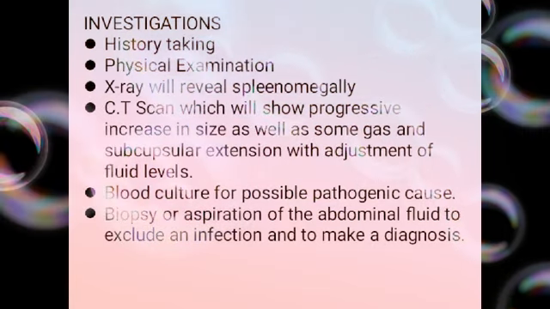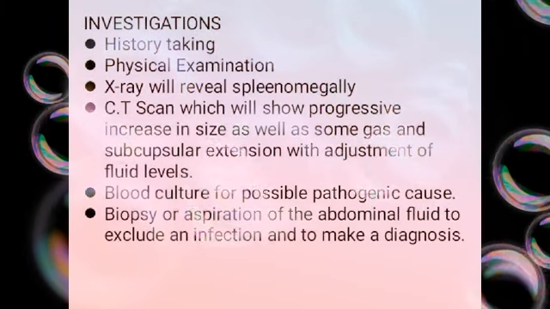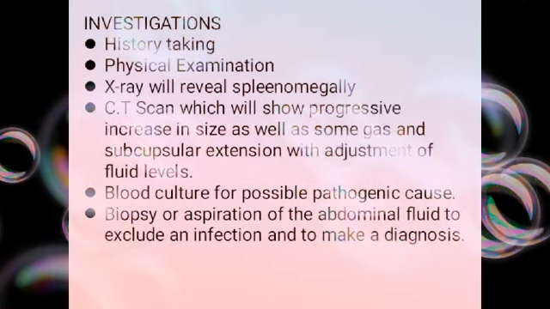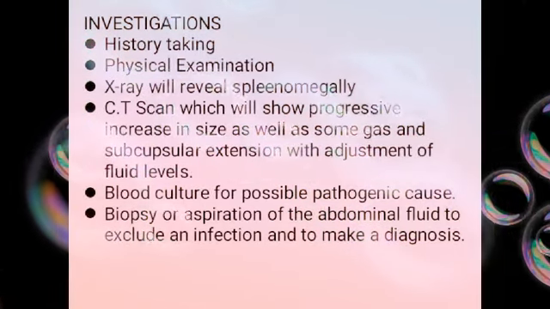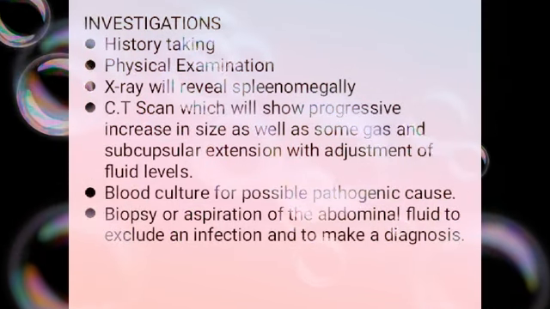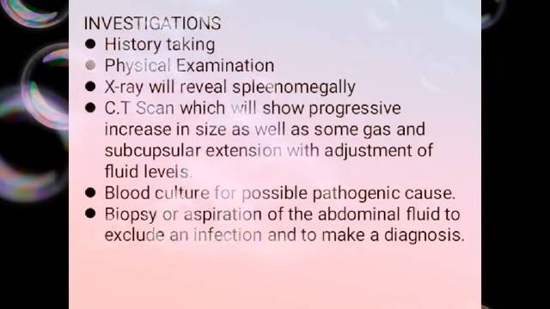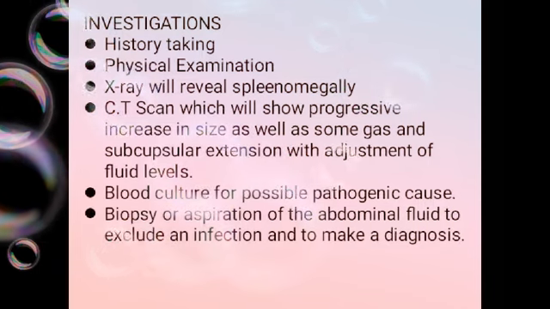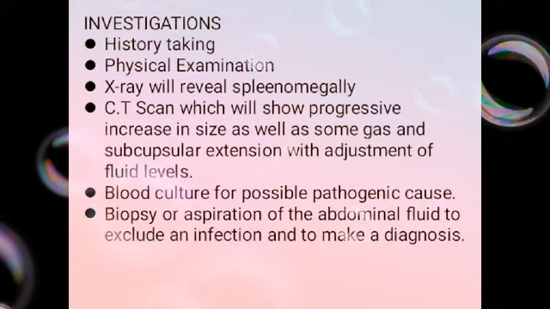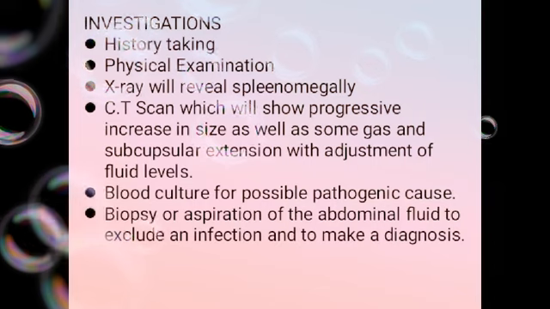So the presence of these causative agents is going to show an infection, and we are going to suspect the spleen abscess. Also, you are going to do the biopsy, which is actually the sample. You're going to get the sample from the abdomen or aspirate the abdominal fluid that is going to be cultured or viewed under the microscope to rule for the presence of those microorganisms that can be causing an infection. So these are the possible investigations that you are going to carry out in order to rule for the presence of the abscess of the spleen.